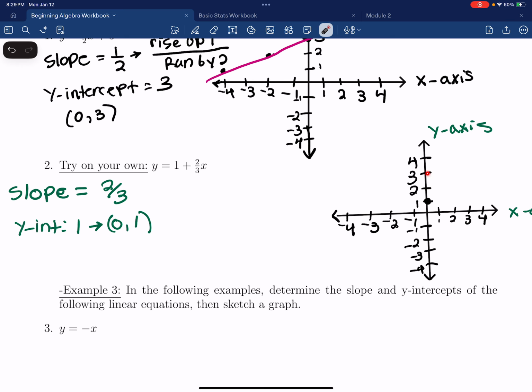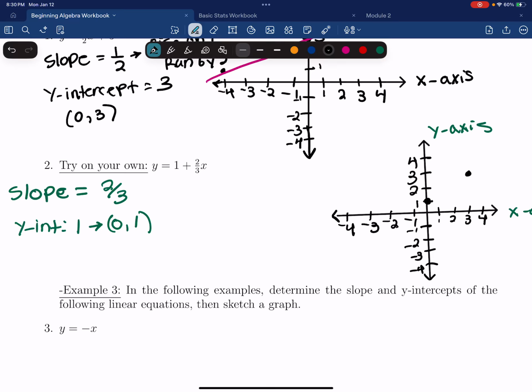So we're going to go up by 2 and then right by 3. So we're going to go 1, 2, 1, 2, 3. So right here. Right about here. And now that we have this plotted, if we were to go more towards this direction, we'd go off the tick marks in our graph. So let's go the opposite direction.